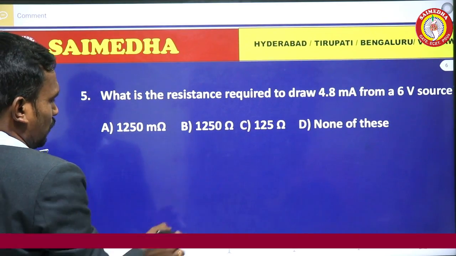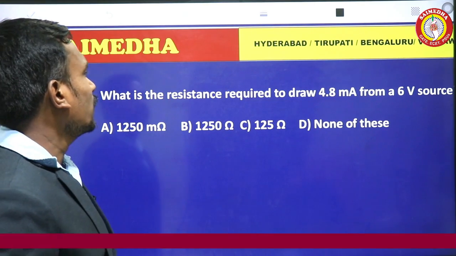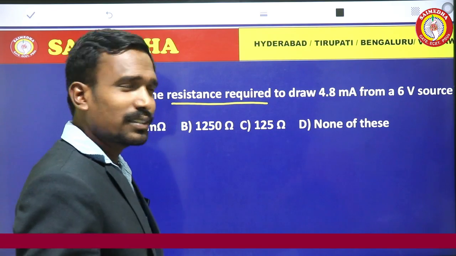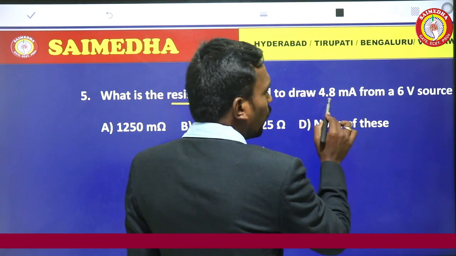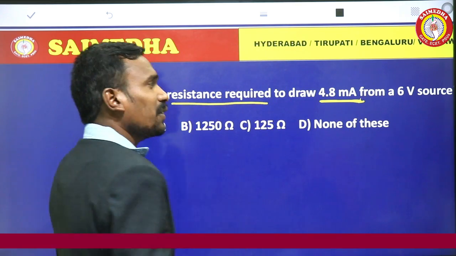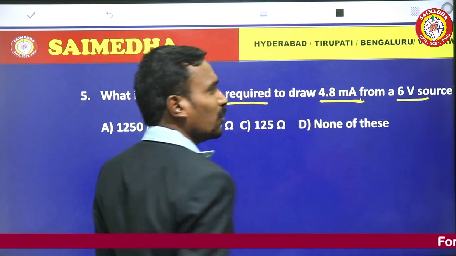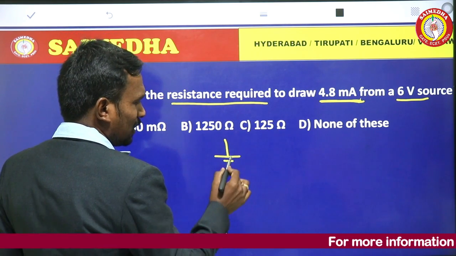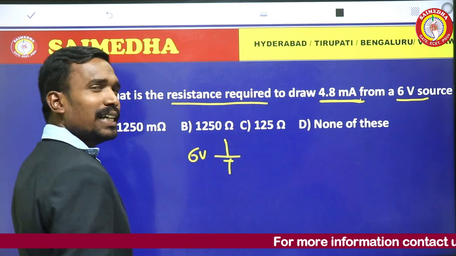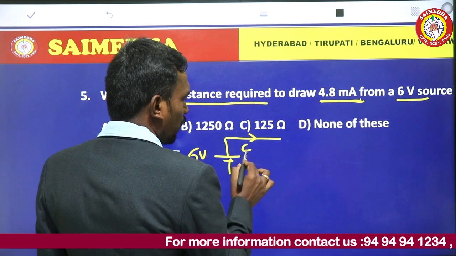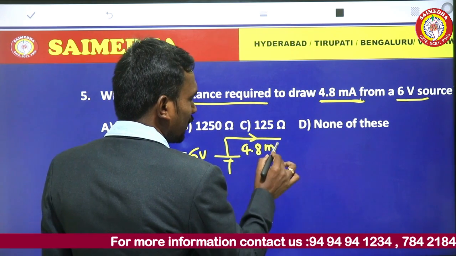Right. So what is this question? What is the resistance required to draw 4.8 milliamperes from a 6 volts source? What have they given? This is the 6 volts battery, and he wants 4.8 milliamperes of current.